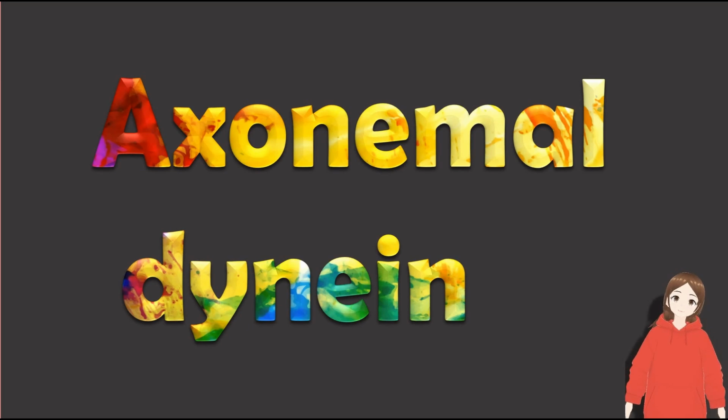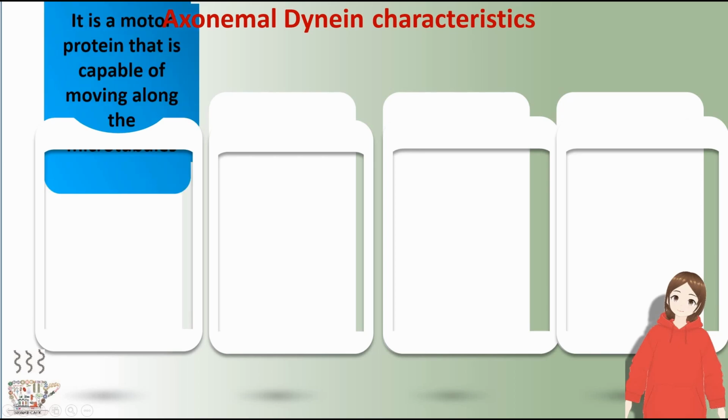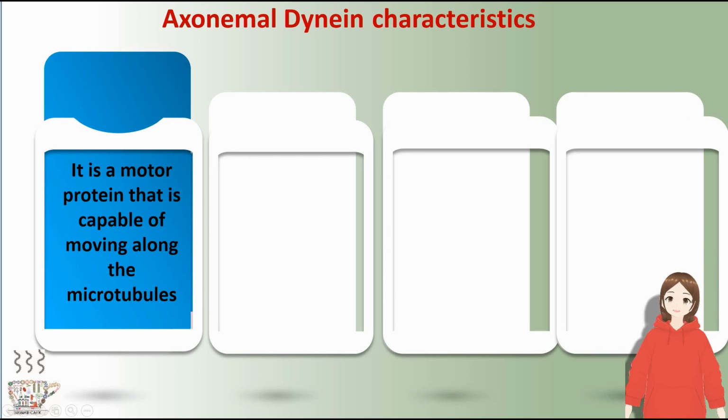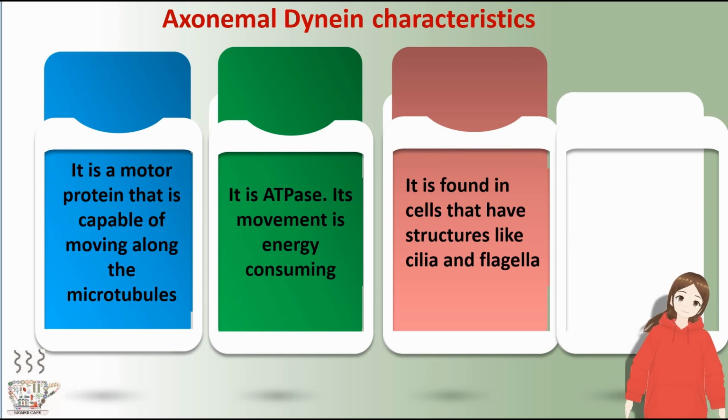Axonemal dynein. Axonemal dynein characteristics. It's a motor protein that is capable of moving along the microtubules. It's an ATPase. Its movement is energy consuming. It's found in cells that have structures like cilia and flagella.